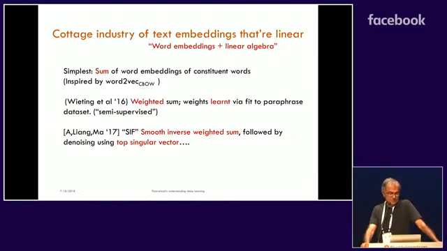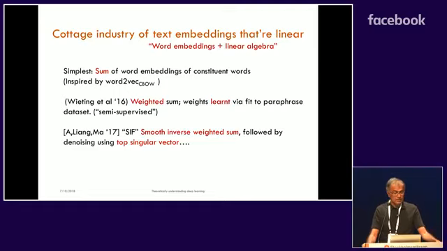All right, so linear embedding. There's a cottage industry of text embeddings that are linear, and they do okay for small sentences, but maybe not so much for paragraphs. The simplest is a sum of word embeddings of the constituent words. If you look at the word2vec training objective, it's using the sum of the neighboring words as a substitute for the context of a word. So that's the motivation, and it does sort of okay.